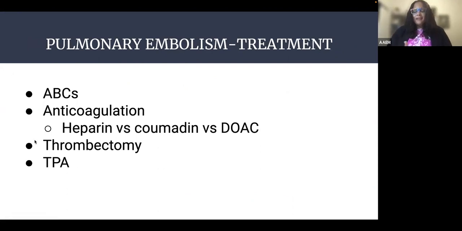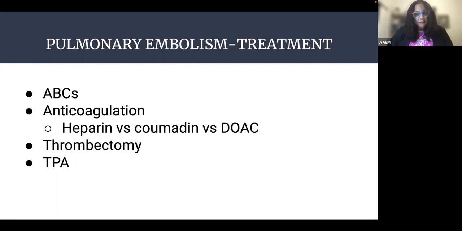Now, after you have determined that someone has a pulmonary embolism, what do we do next? What are our next steps? So ABCs, once again: supplemental oxygen if they need it, intubation if they need it. Ultimately, you can begin anticoagulation. There's heparin, there's Coumadin, there are DOACs like Eliquis, Xarelto. It's very much dependent on your institution and the patient's hemodynamic status which one you start.